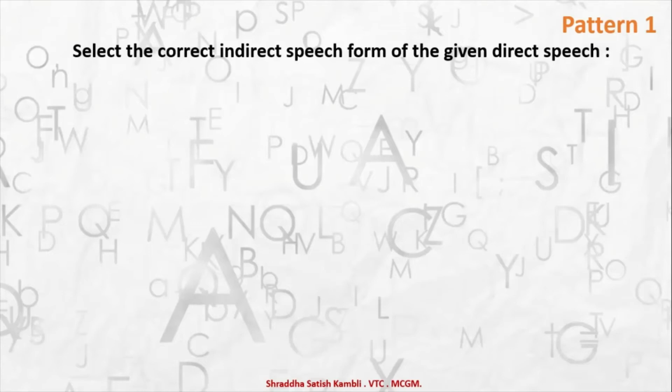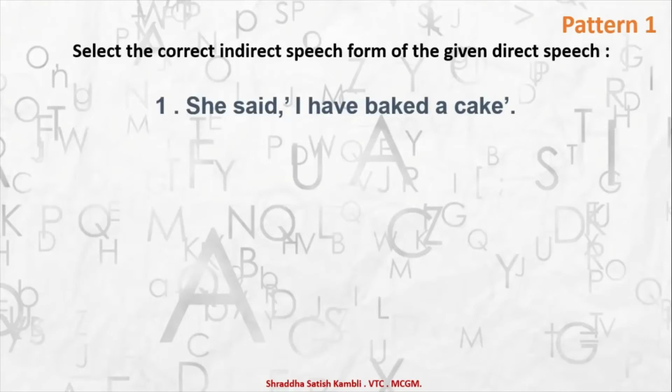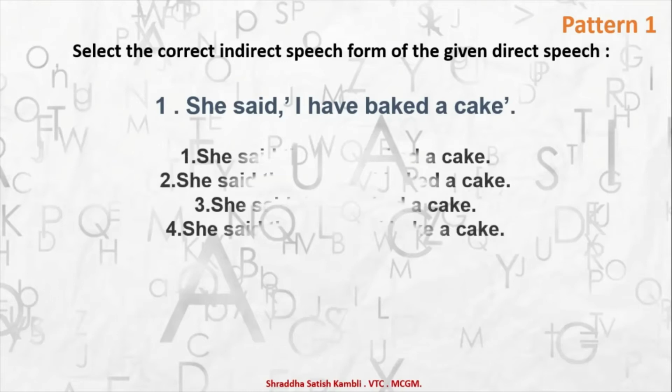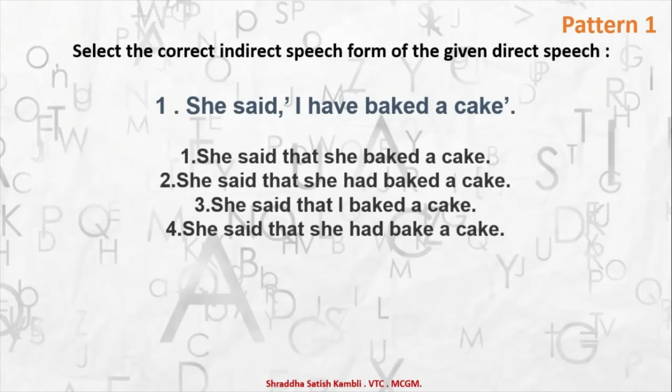Select the correct indirect speech form of the given direct speech. Here is the sentence. She said, I have baked a cake. Now here are the 4 options for you. She said that she baked a cake. She said that she had baked a cake. She said that I baked a cake. She said that she had baked a cake.